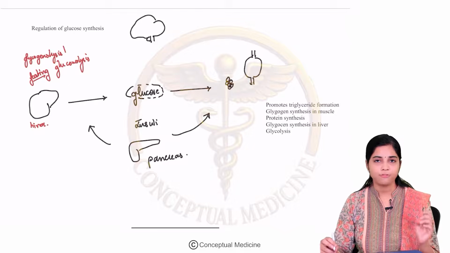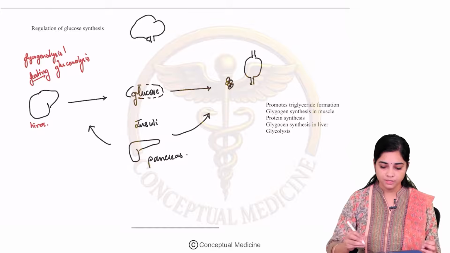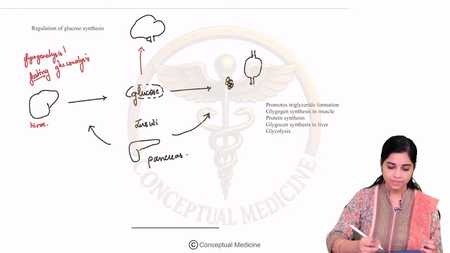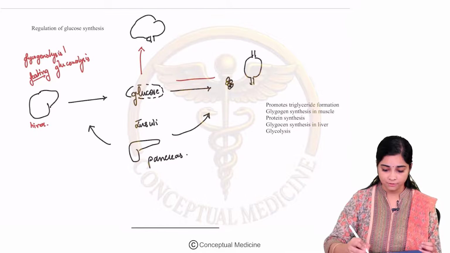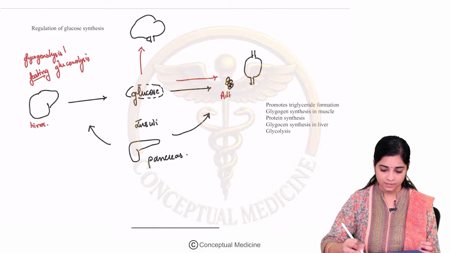Now, what are the functions of glucose? Glucose is required by the brain for its normal functioning. Glucose is also a substrate for the formation of fat in the adipocytes.